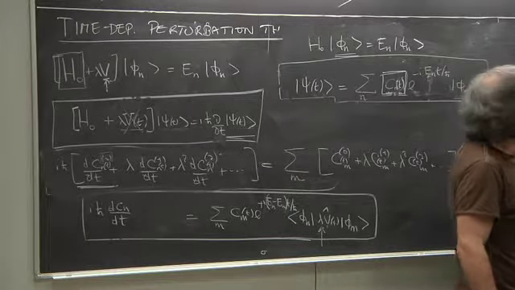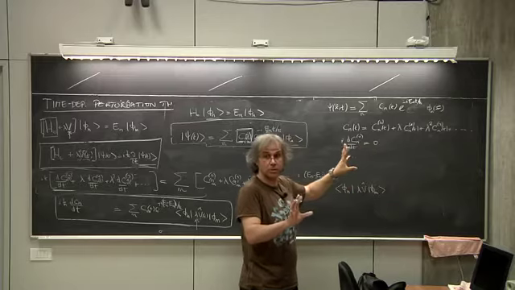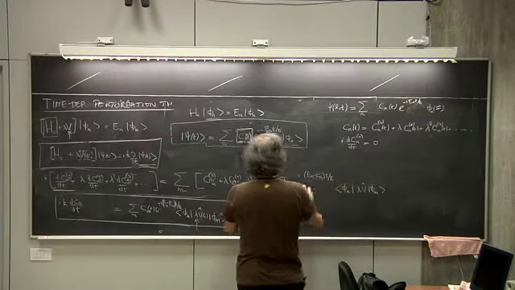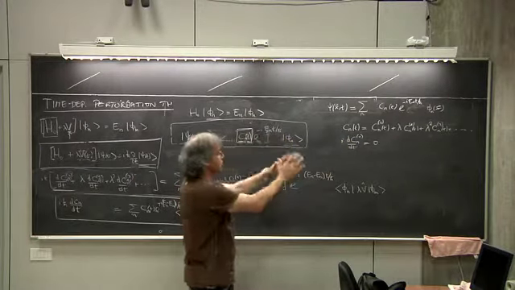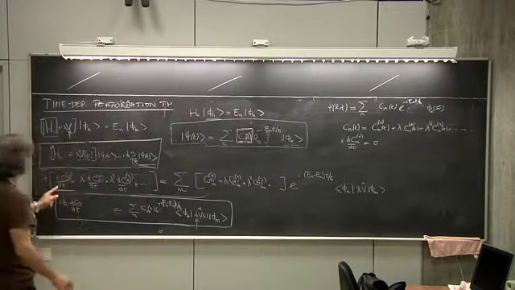Why do I write this thing equal to 0? Because I want the same order on both sides. On the left-hand side, I have order 0. On the right-hand side, no order 0, so 0. So let us write the equation for first order.